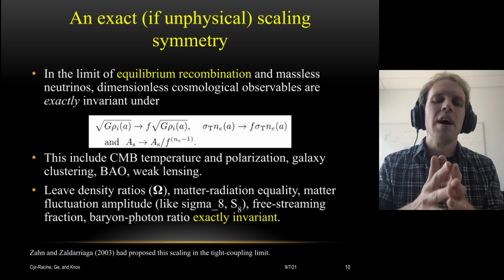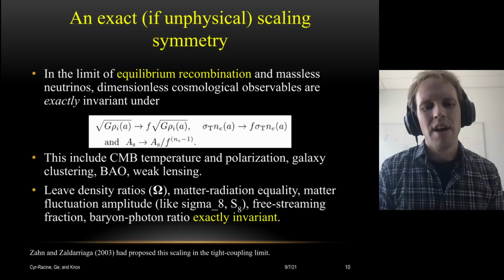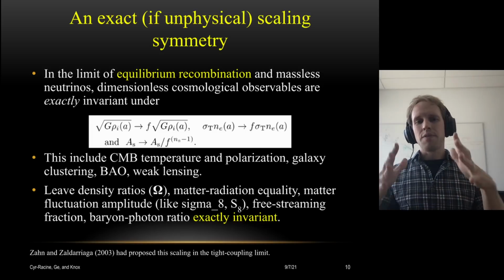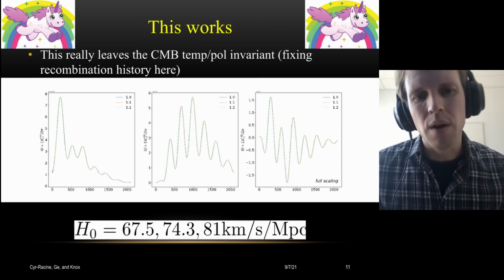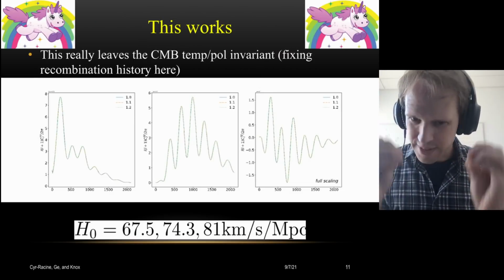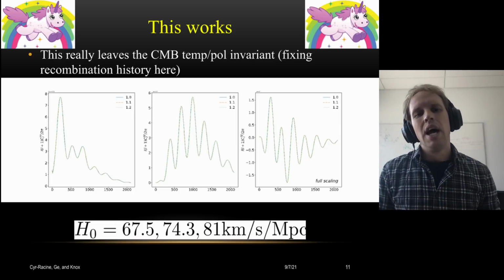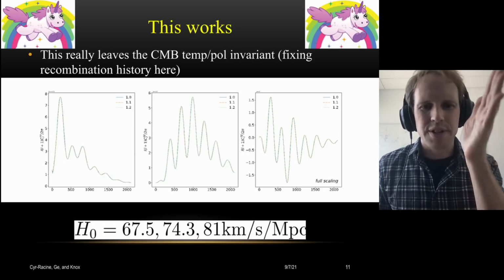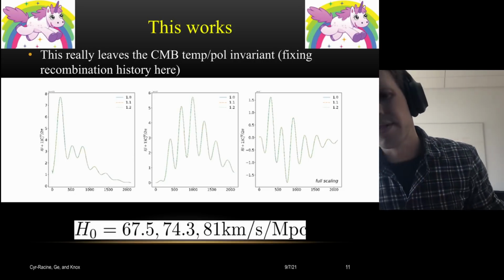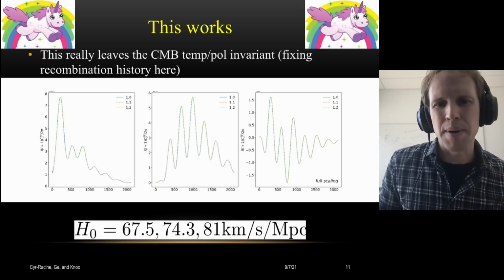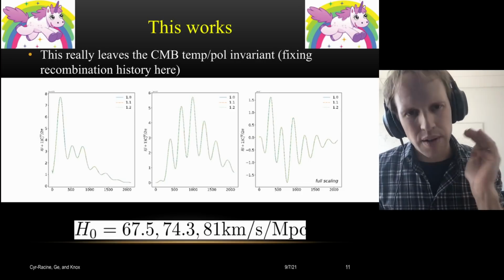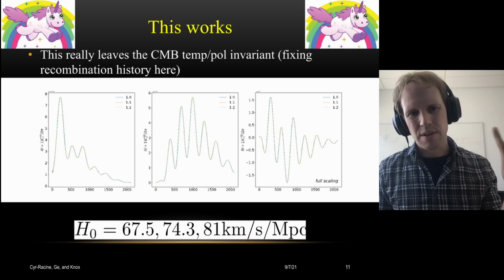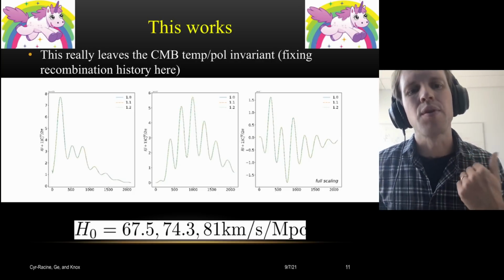So this thing leaves a lot of favorite things invariant in cosmology. And this works. If you go to your Boltzmann code and put this recipe in, as we did here, this leaves these CMB spectra invariant. I'm showing here temperature, polarization, and cross temperature-polarization spectra. And the legend here, 1.1, 1.2, refers to different values of the scaling parameter f. So f equals 1, f equals 1.1, f equals 1.2.